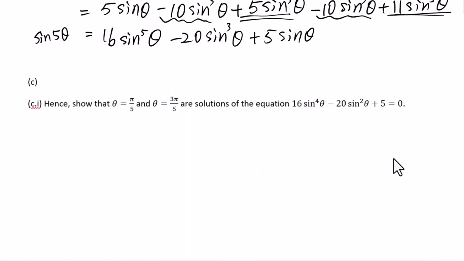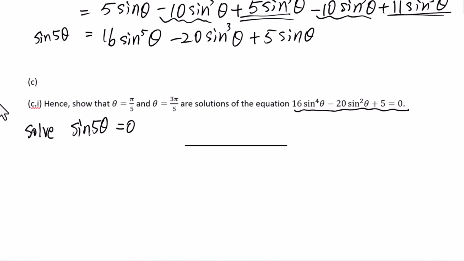Let's go to C. Hence, show that θ equals π/5 and θ equals 3π/5 are solutions to the equation 16 sin^4 θ minus 20 sin^2 θ plus 5 equals 0. First step, we need to solve sin 5θ equals 0.